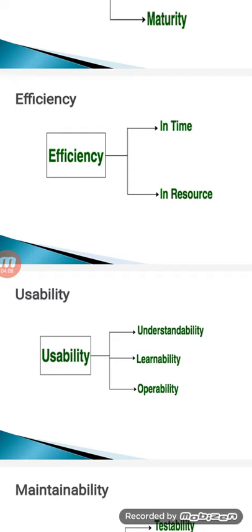When you talk about usability, it requires three functions mainly. They are understandability, learnability and operability. Understandability means understanding the software to the fullest extent.